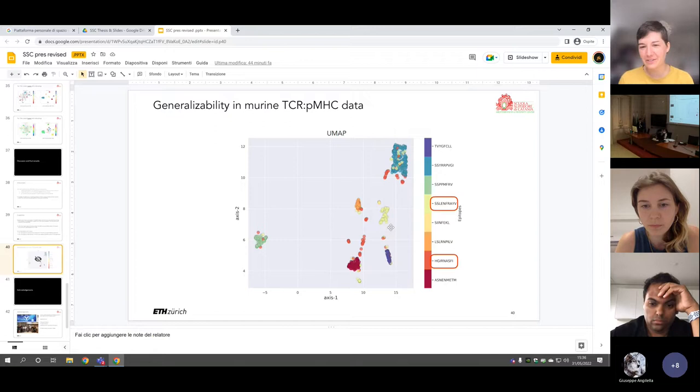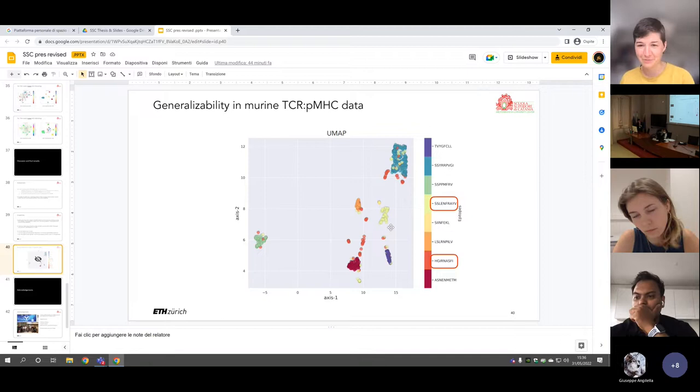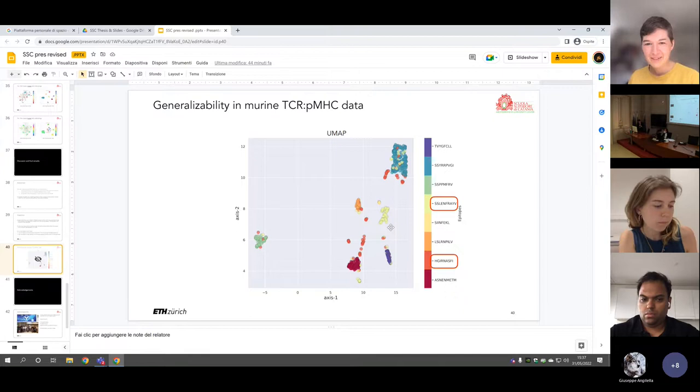I find it very interesting that you actually managed to at least one of the epitopes. I mean, it does look like it forms a cluster, right? Which is already good, to be able to generalize to one more epitope if you've just trained on six different ones. So I'm actually impressed by that. Yeah, really nice.